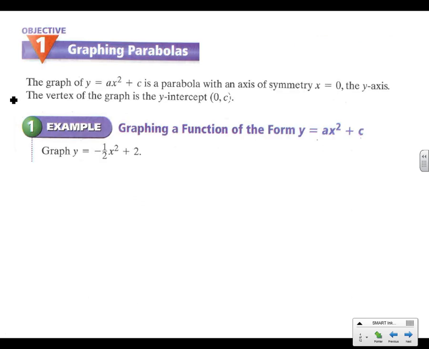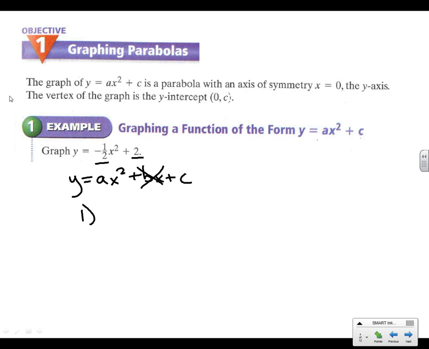All right, let's graph these parabolas here. So remember from before, the form for a parabola is y equals ax squared plus bx plus c. So the first type we're going to look at are going to be the slightly easier version where there is no b. B is 0. Right? We only have an a and a c. All right? So 3 steps to graph these things.